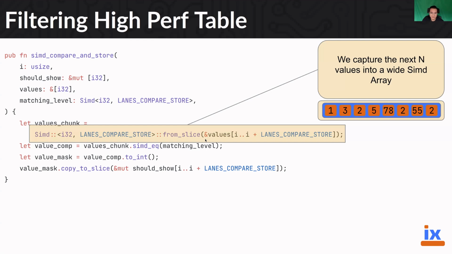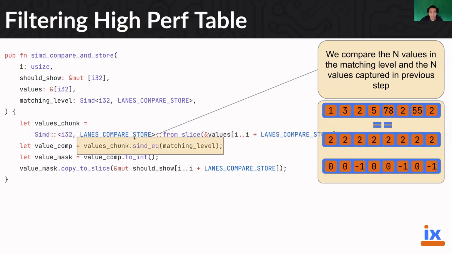Then inside the function, we take in the values chunk. So instead of just indexing on the values vector, we take n values from the array and convert them to a SIMD array. If you imagine the values being the ones I'm showing on screen, we would have a compact SIMD array with the values 1, 3, 2, 5, 78, 2, 55, and 2. Then we can do operations over these two vectors. We have a vector matching level and a vector values chunk, and we can do the compare in a single instruction. So we're comparing 8 values to 8 values using a single instruction.